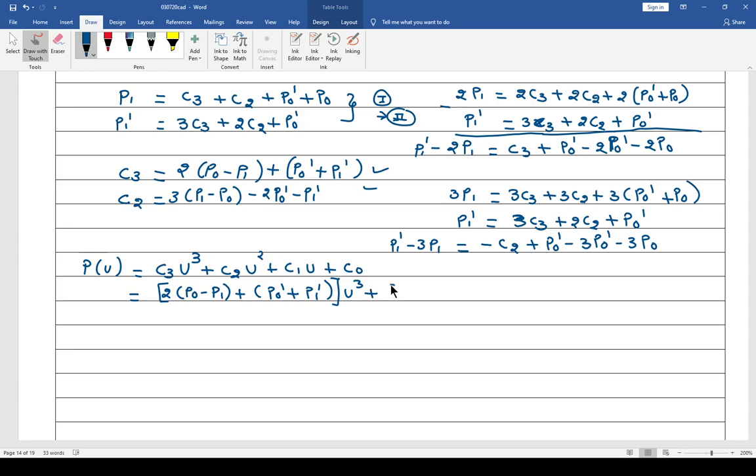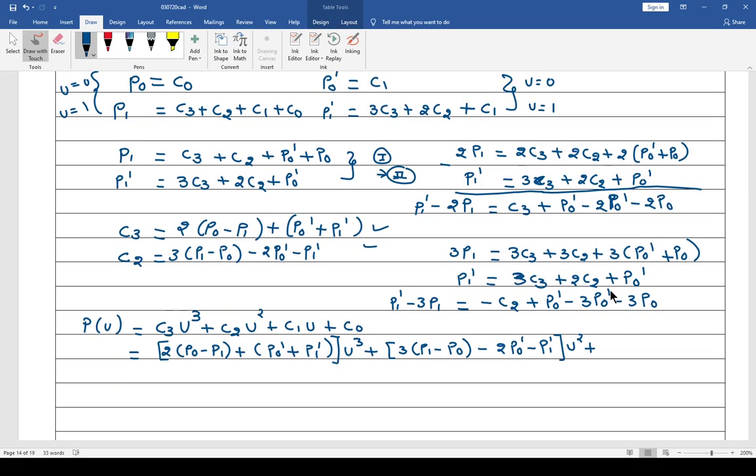Now C2 is 3 into P1 minus P0 minus 2 into P0 dash minus P1 dash, into U square. And what is C1? C1 I already found out, it is P0 dash, into U. Okay, and C0 is P0. So this is what I got.